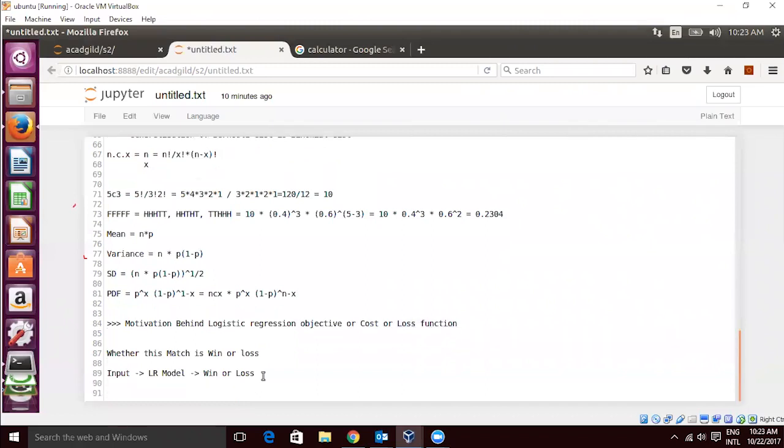Now let us first write the logistic regression loss function, which is a sum of, okay, for simplicity, let's not write the sum. Let's write this.